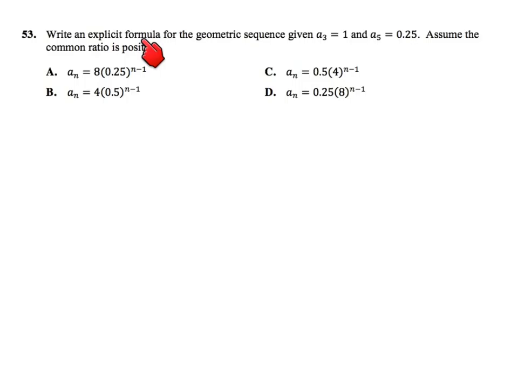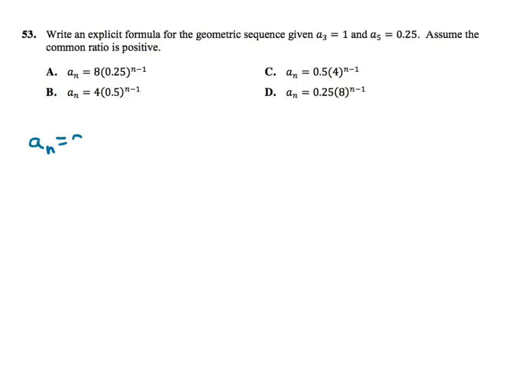53, explicit formula for the geometric sequence. And if I look at this, even if I don't remember the geometric sequence, if I look at this, A sub n equals a number times another number to the power of n minus 1.